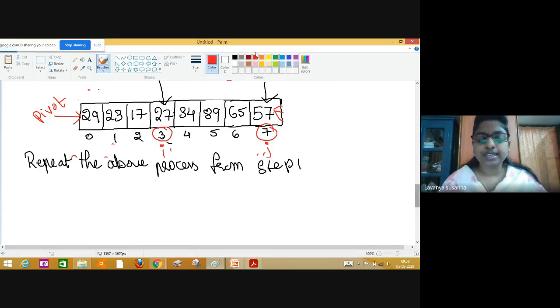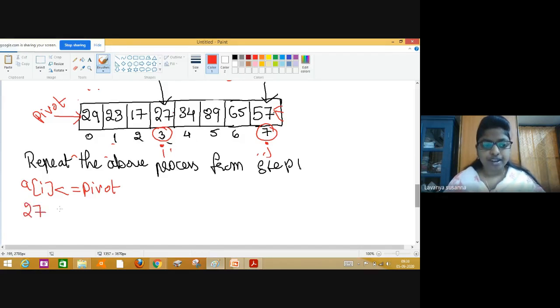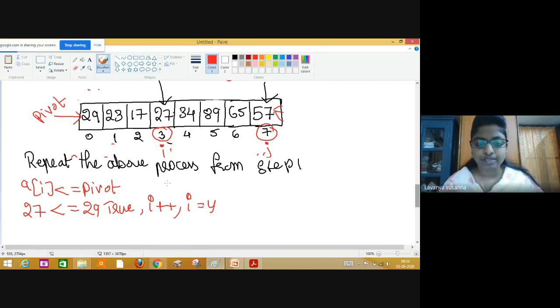Those who didn't understand, please listen. Repeat the process from step 1. A of I less than or equal to pivot. What is I here? 3. A of 3 means 27. 27 less than or equal to 29. True. When it is true, you need to increment I. That means now I becomes 4. Previously I value is 3.